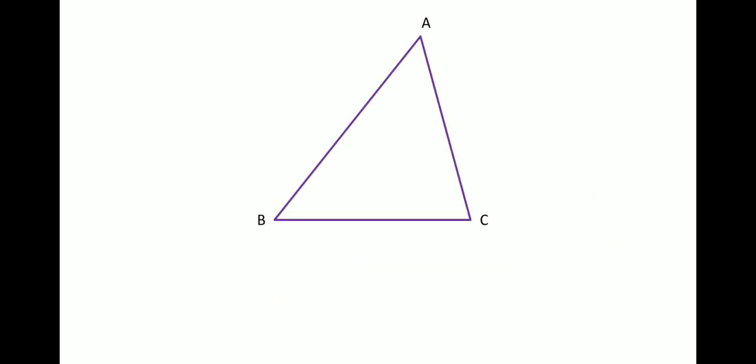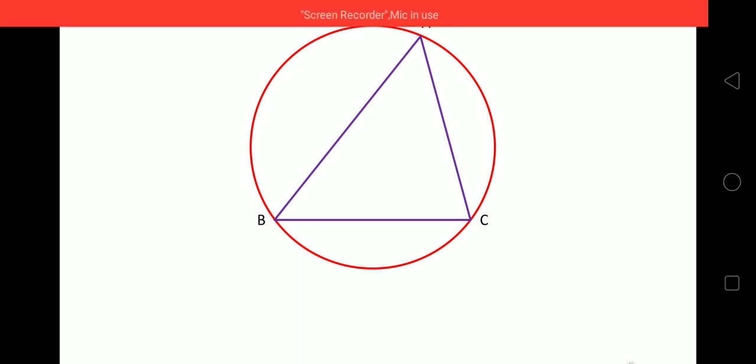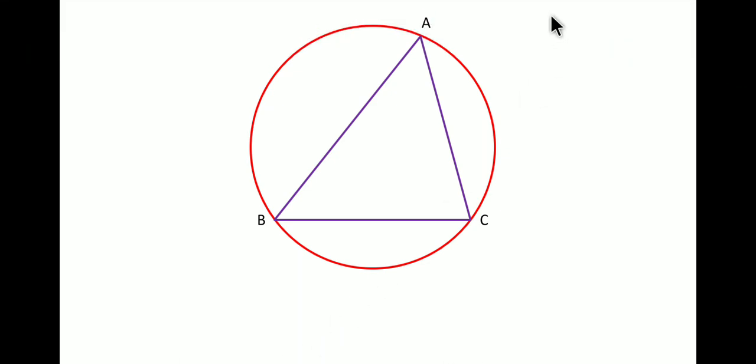Circumcircle is also known as circumscribed circle. So let's say that there is a triangle ABC and a circle is formed on this triangle such that the vertices of triangle ABC lie on the circumference of the circle. If the circle is formed such that the vertices of the triangle are on the circle itself, then this circle is called the circumscribed circle or simply circumcircle.